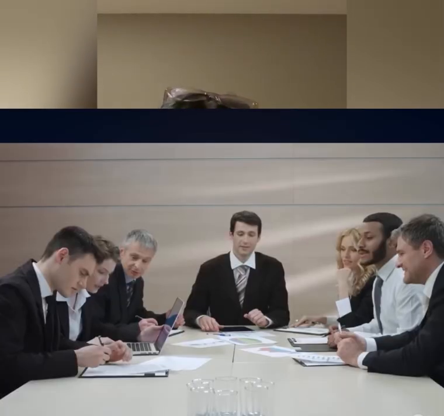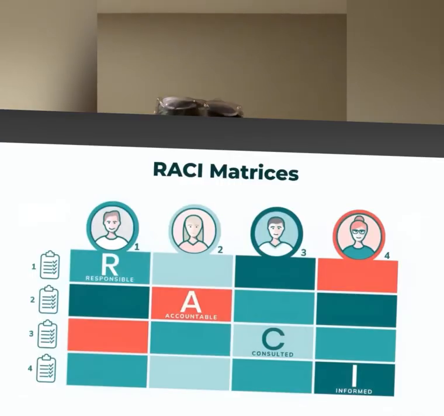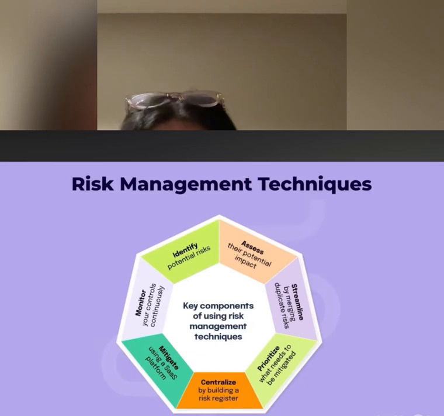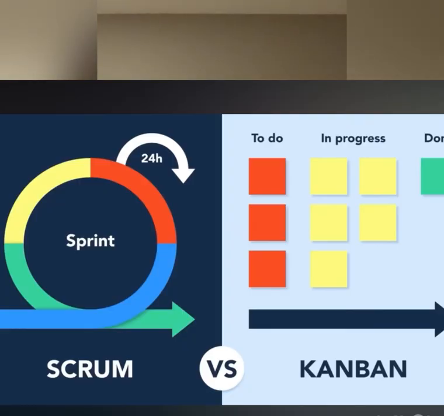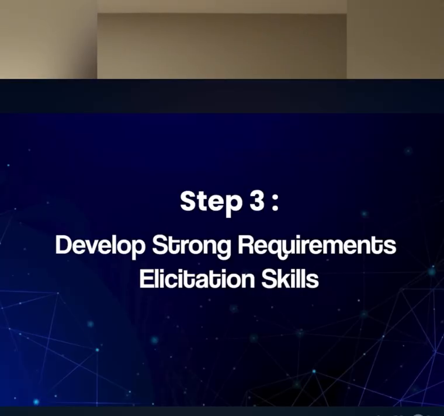You will also use planning tools like RACI matrix, risk assessment frameworks, and agile boards such as Kanban or Scrum. At this stage, many analysts start using tools like Jira to manage agile projects, track tasks, create user stories, and monitor sprint progress. Next comes step 3, requirement elicitation.